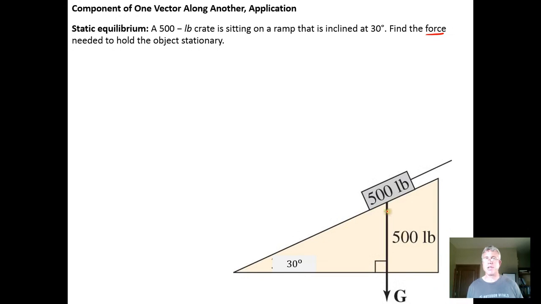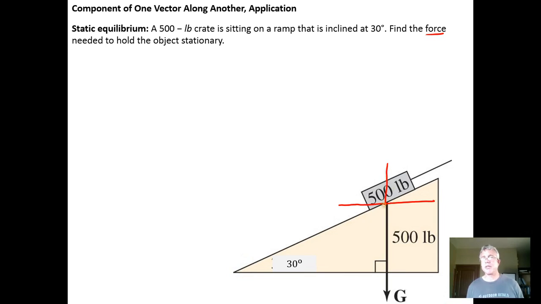The idea is that if we have a 500-pound crate, there's going to be a force vector due to the acceleration of gravity pointing down towards the center of the earth. That force vector is going to be 500 pounds in size. The size of the force vector is given by the weight of the crate.